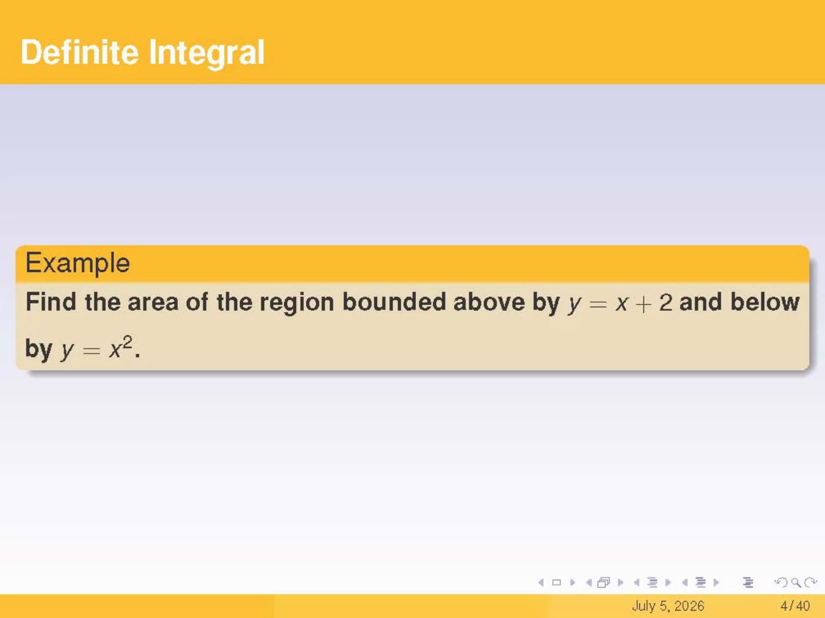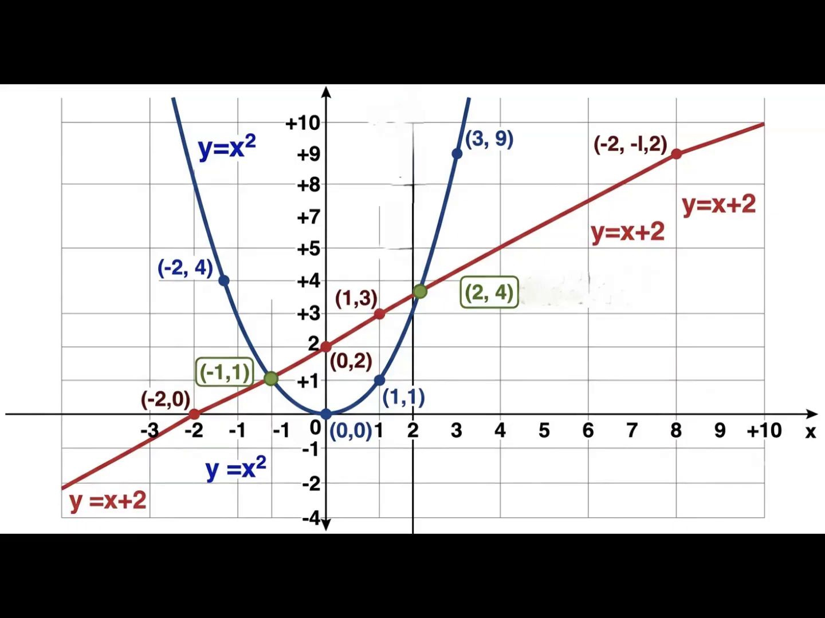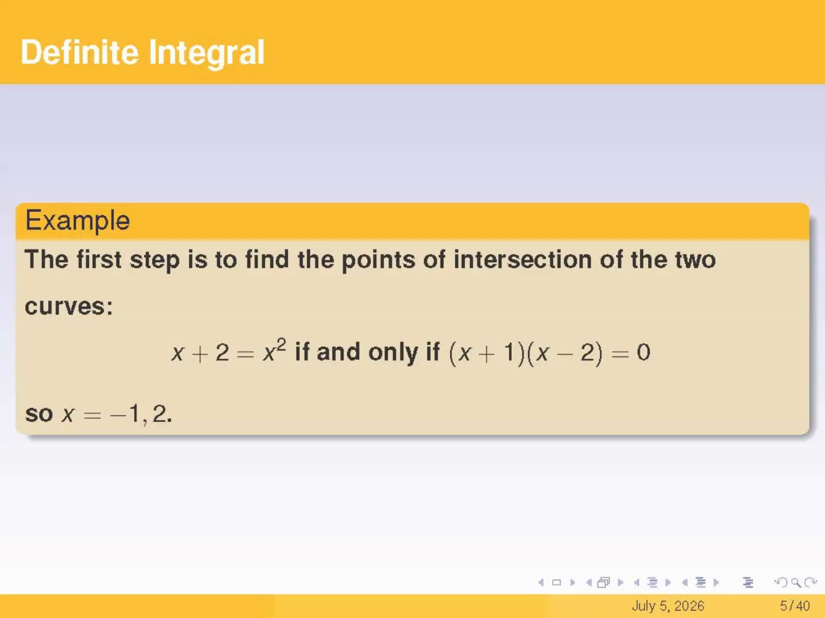In this example, we are going to find the area of the region bounded by two curves as shown in the diagram below. Check the diagram. These two curves are defined by the functions y equals f of x equals x plus 2 and y equals g of x equals x squared.